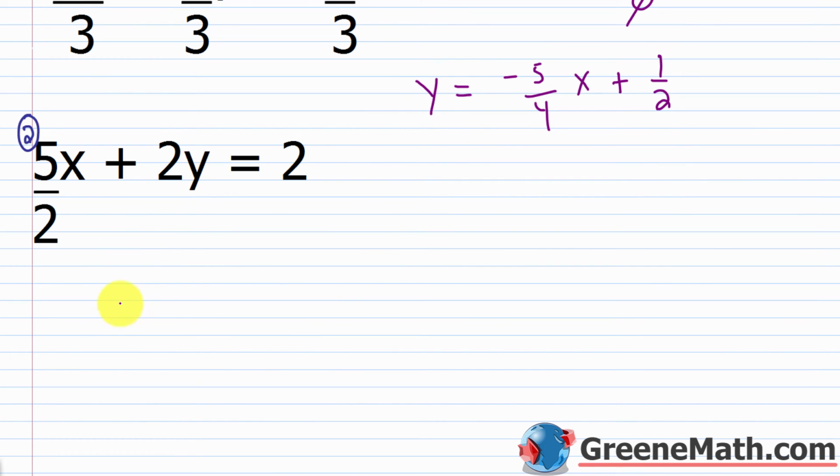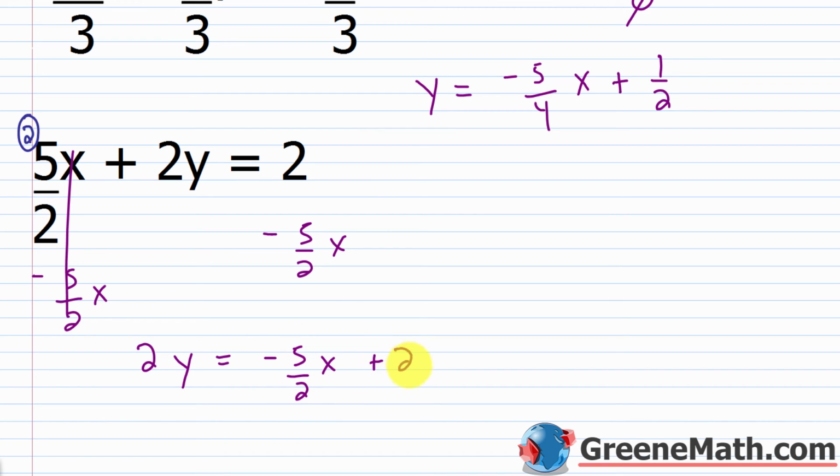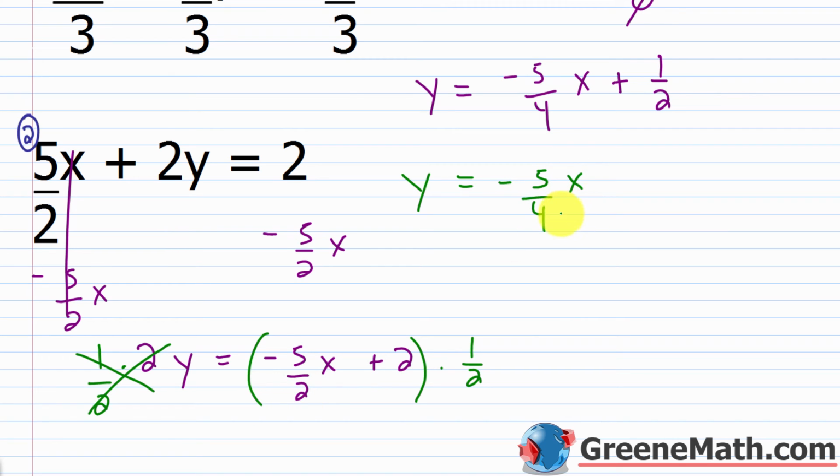All right, if I solve this one for y, I could subtract 5/2 x away from each side of the equation. So that would cancel. You'd have 2y is equal to negative 5/2 x plus 2. Now, because there's a fraction here, the easy way to think about this is I'm going to multiply both sides by 1/2. So what's that going to give me? Well, this cancels, and so I'll have y is equal to, if I have 1/2 times negative 5/2, well, I know that it's going to be negative, and then 1 times 5 is 5, 2 times 2 is 4. So negative 5/4 times x, and then 1/2 times 2 would be 1, so plus 1.